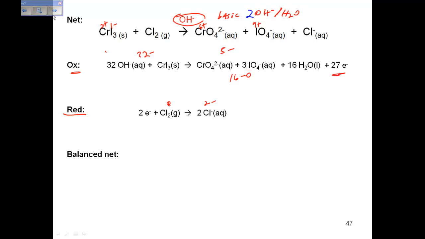Okay, now I have my two half reactions balanced, but I need to bring them together. So I need a common factor. Simplest thing over here would be cross multiplying. So I'm going to end up doing 2 times my oxidation and 27 times my reduction, which then would cancel out my 54 electrons in both cases.